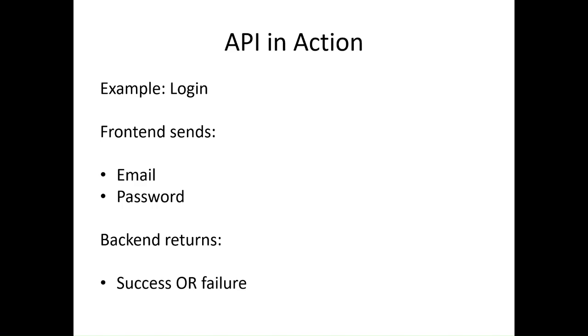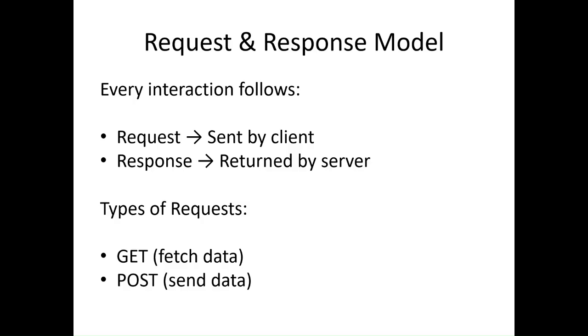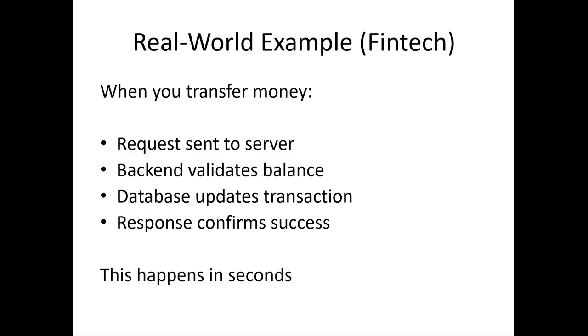All right. So API in action, example login, just like what I said. Front end sends email and password. Back end returns success or failure. So every interaction follows a request sent by a client and a response returned by the server, which is the back end. Types of requests: you can have GET, which is to fetch data, POST, which is to send data, and a few other request types. We'll see all of that as we go, especially when we get to the practical sessions.